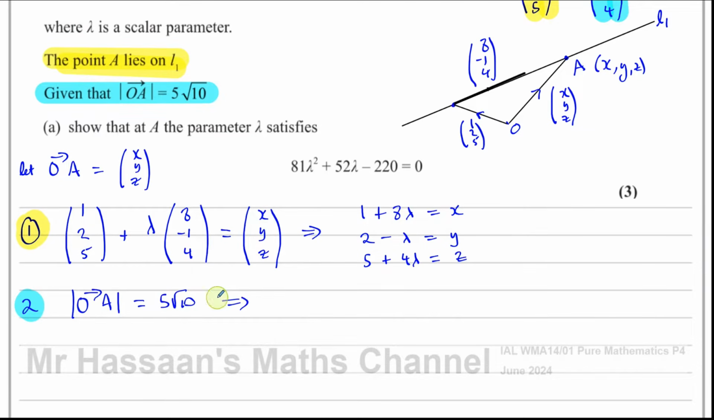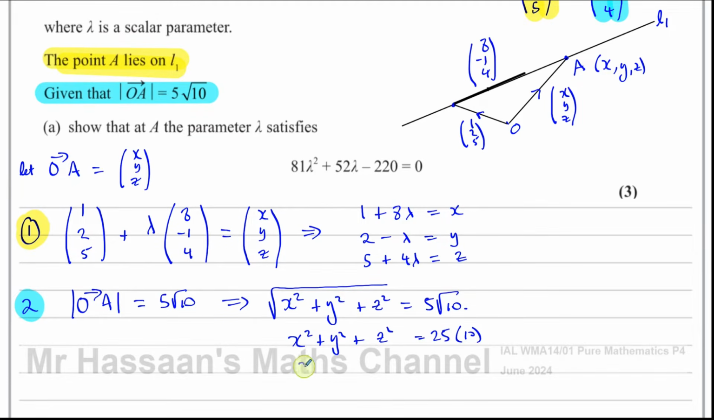How is that going to help us? Well, the magnitude of O to A is going to be the square root of X squared plus Y squared plus Z squared. That's how you find the magnitude of a vector, and that's going to equal 5 root 10. Now we can get rid of the square root, so we can square both sides. This will be X squared plus Y squared plus Z squared is equal to 25 times 10, which is 250.